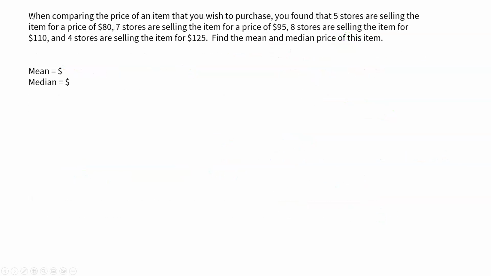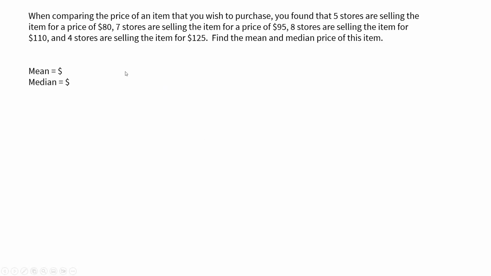In this next problem, you're asked, when comparing the price of an item that you wish to purchase, you found that 5 stores are selling the item for a price of $80, 7 stores are selling the item for $95, 8 stores are selling the item for $110, and 4 stores are selling them for $125. You're asked to find the mean and median price of this item.